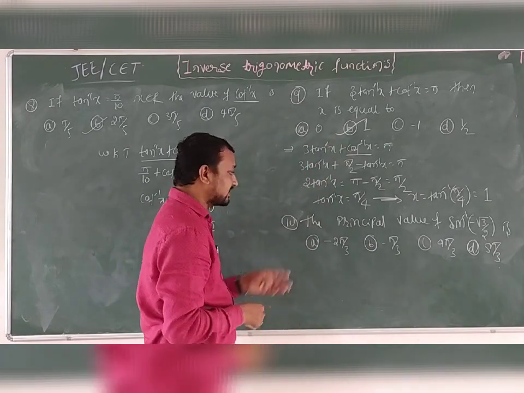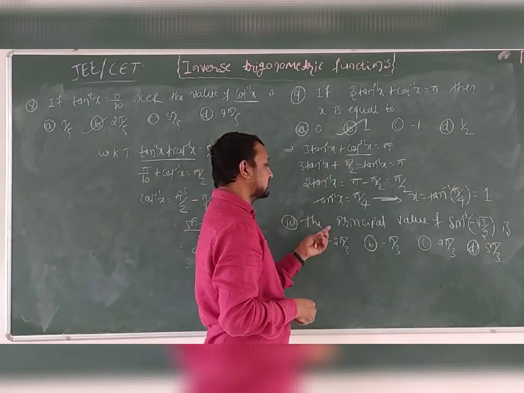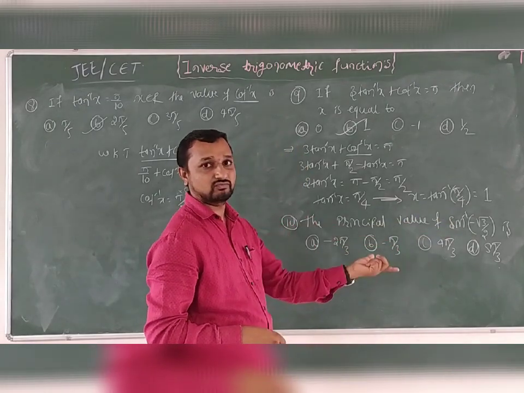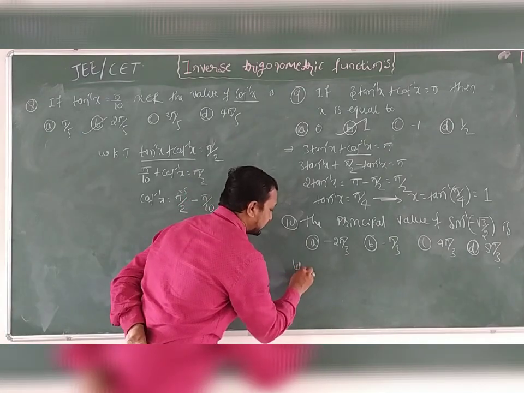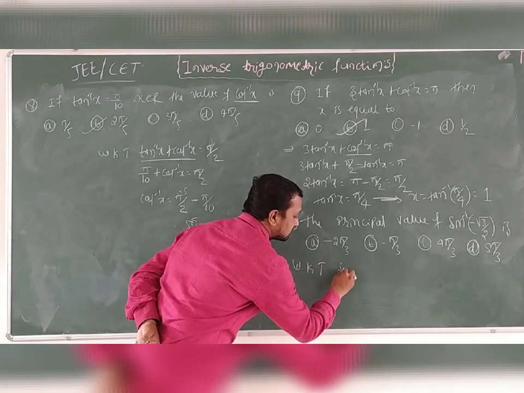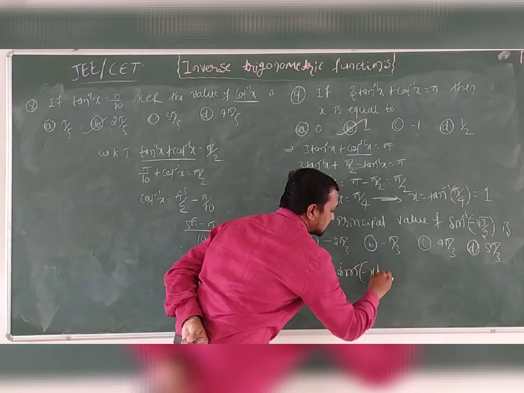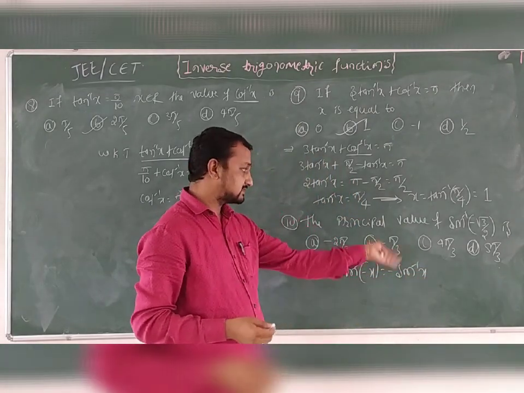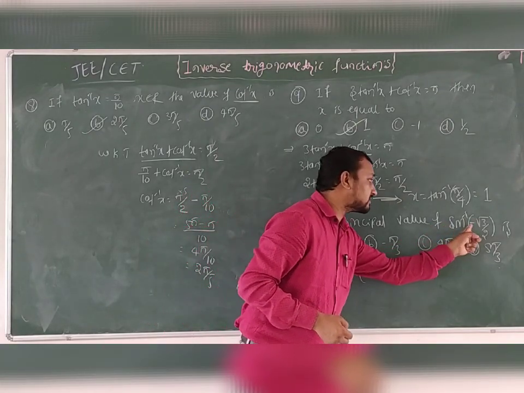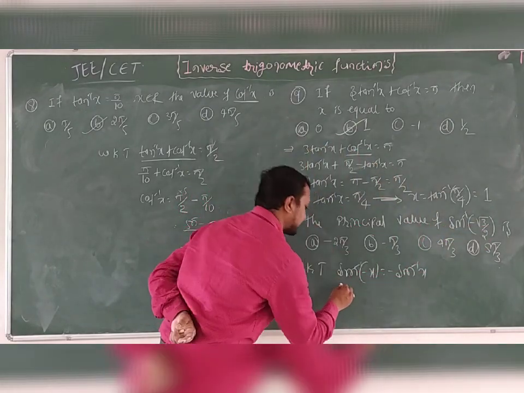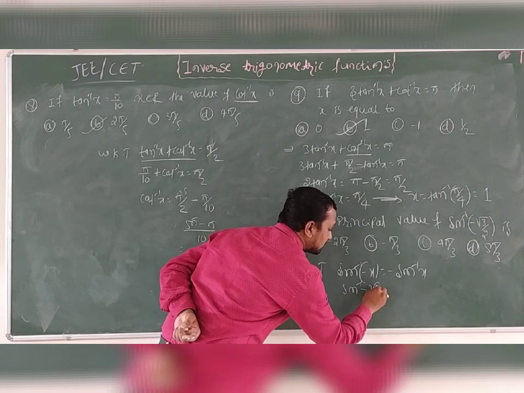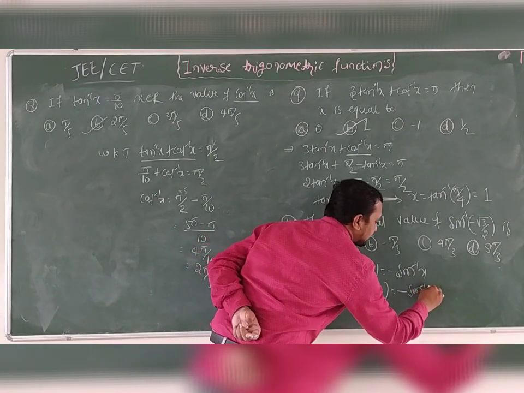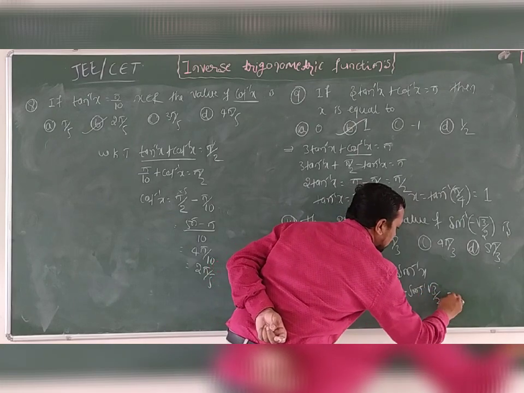Then we come to the 10th question. This is a very easy question: the principal value of sine inverse of minus root 3 by 2. We already know the very important property that sine inverse of minus x is equal to minus sine inverse of x. So we can write sine inverse of minus root 3 by 2 equal to minus sine inverse of root 3 by 2.